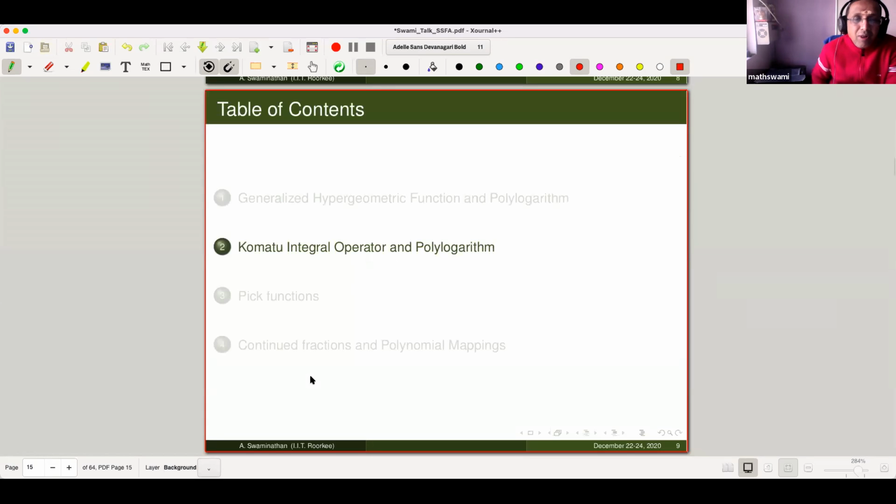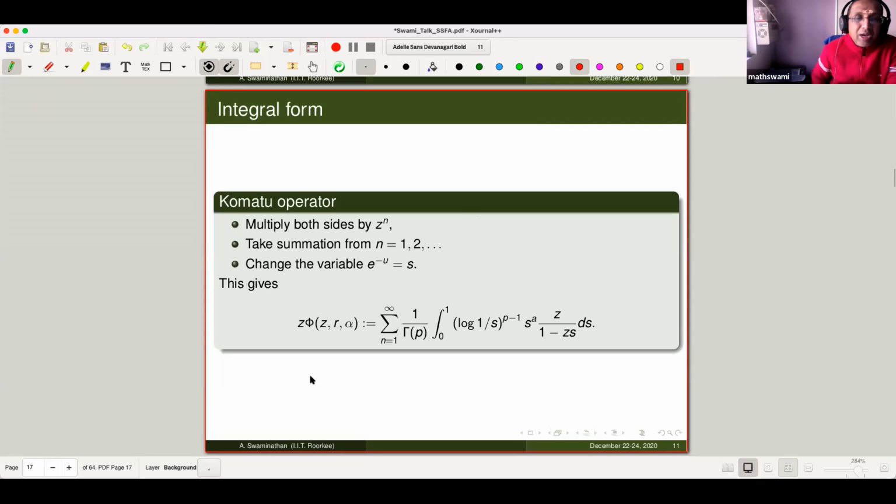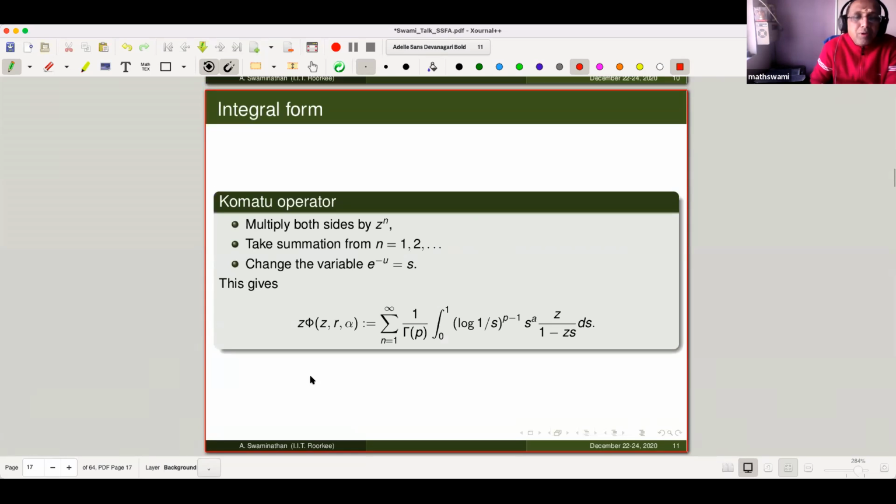So this is the information we have. From this generalized polylogarithm, I am interested in speaking about the Komatsu integral operator. So let me give you how this construction goes. Let us consider the integral representation of the gamma function. Now we replace the parameter t by (n plus a) times u, so that we can write it in this particular format. Once we write it in this format, we multiply both sides by z^n and take the series summation. Then, making a suitable change of variable, we get precisely this Lerch transcendental function representation, which is given here.